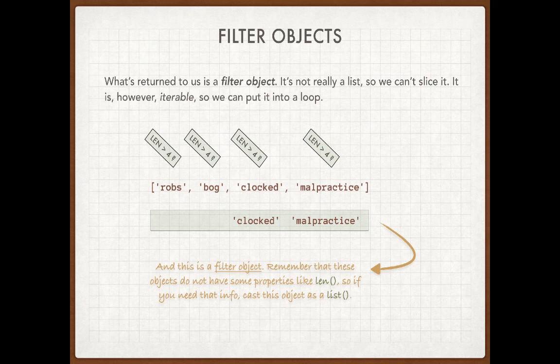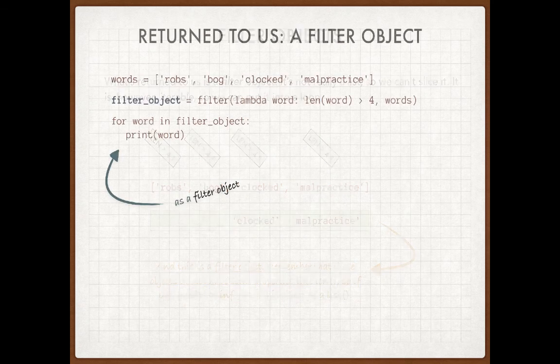Len doesn't work on filter objects, but it does work, for example, on lists. So if I converted my filter object into a list, then I can ask Python to tell me how many words are in there or how long it is. So let's look at that a little more closely here. So here's my four words.